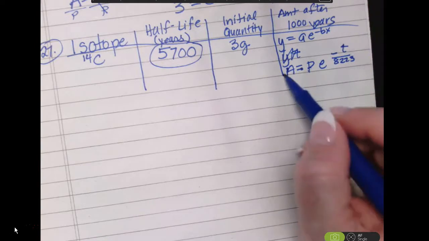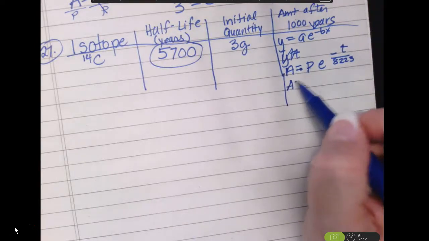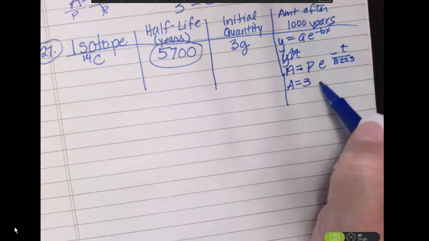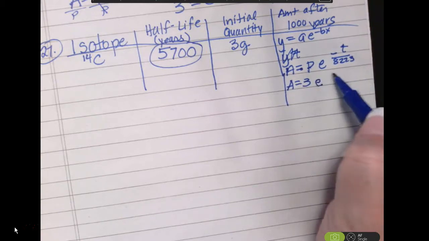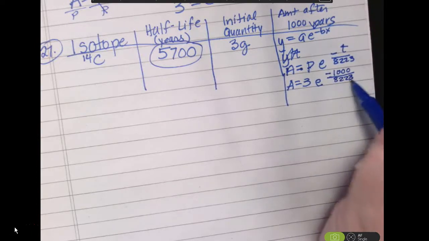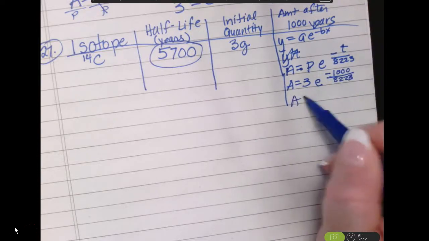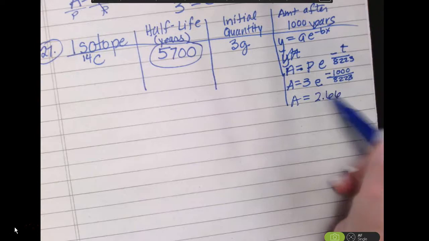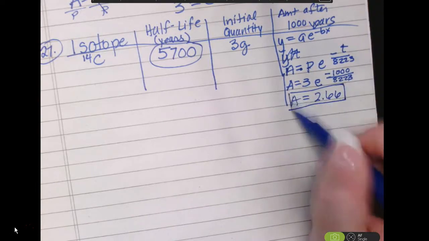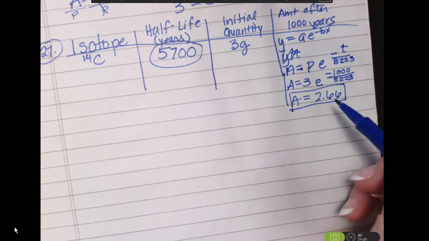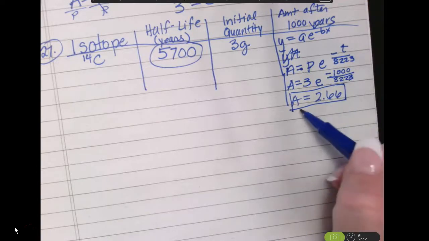So in this problem, we're plugging in, we're looking for the final amount. The initial amount is 3. We've got e, and then the time that we're given is 1,000 years, so over 8,223 is our constant. And so after we plug all of that in, it's just a calculator problem. We end up with 2.66 years.